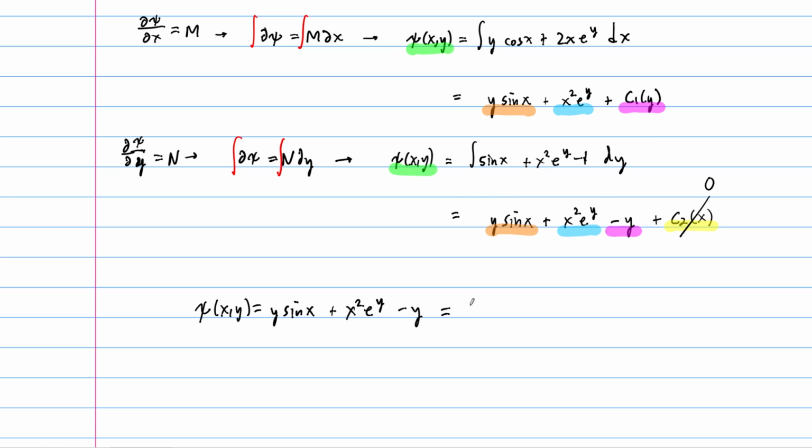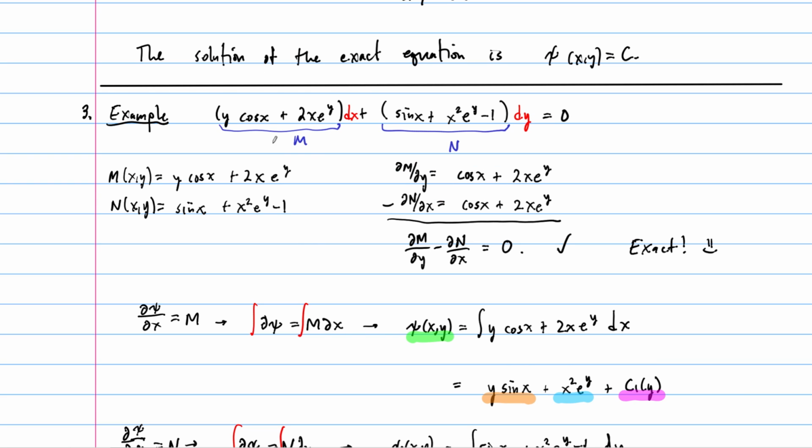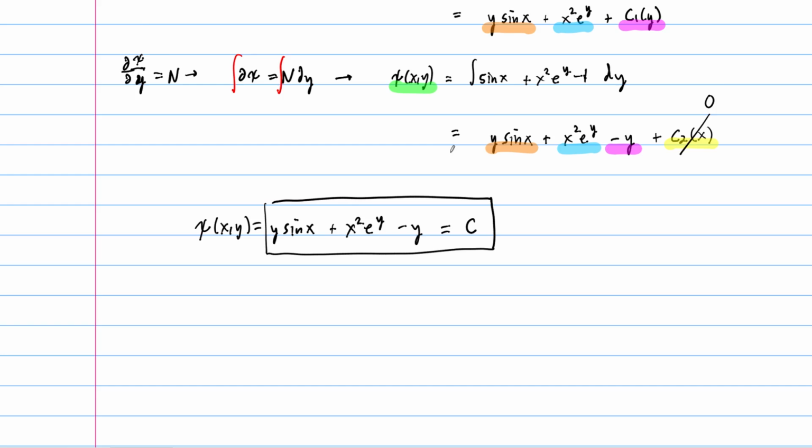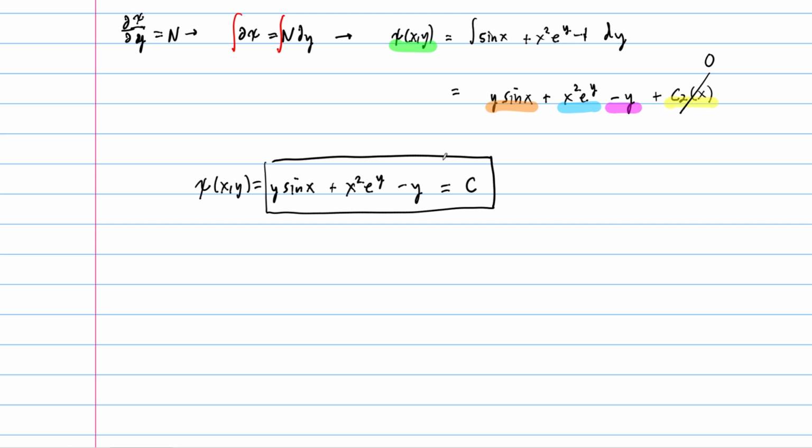And so our solution is that this equals our unknown constant. And so there we go. There's our solution, our implicit solution to this differential equation. This was our differential equation right here. All right, so there's the solution. All right, so that's how that works. Hopefully that illustrates the process for us of how to do this when our equation is exact.